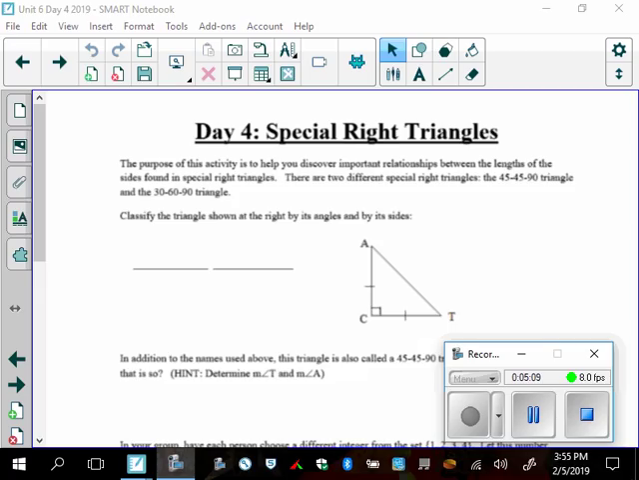Day 4, special right triangles. What's special about a right triangle, you ask? You're about to find out. So I'm on page 16.